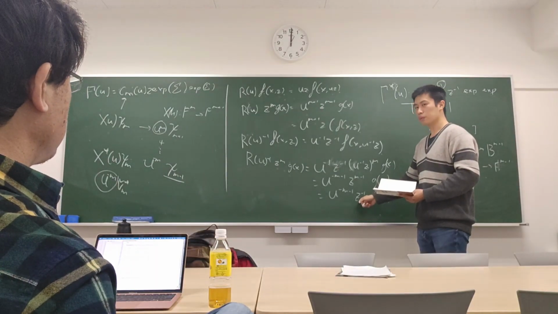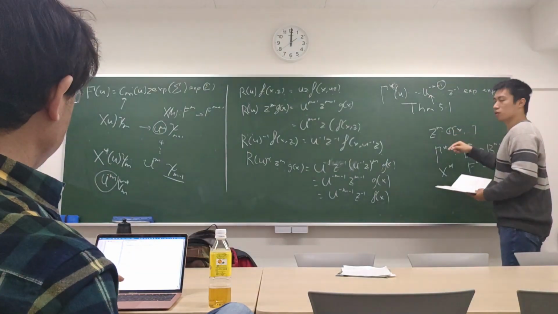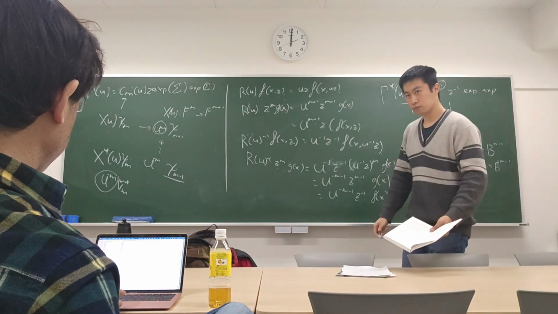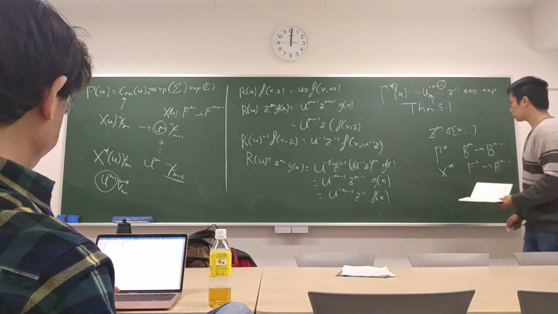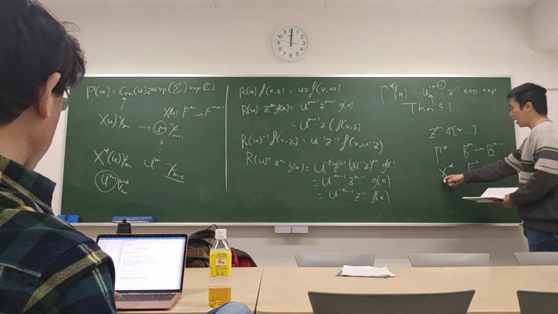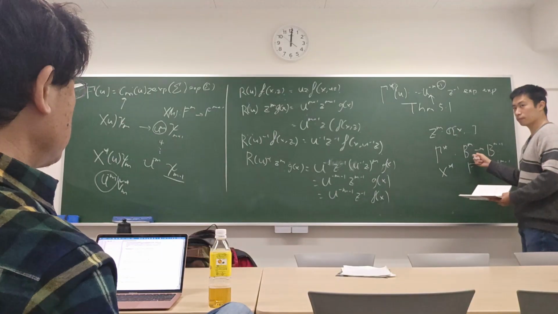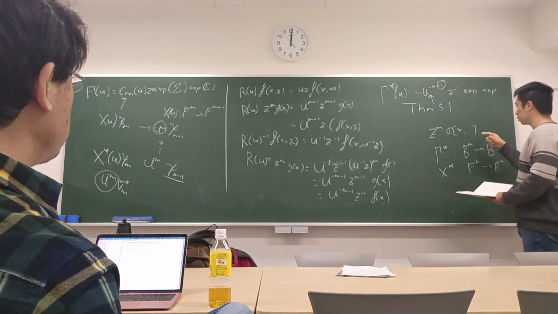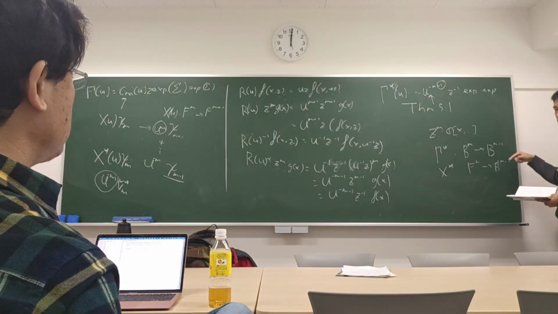No, but this Z inverse drops. Okay, let's say. I'm not sure I understand correctly. But yeah, so the x star and x always act on Bm. They just act on Bm, so they drop or increase the m by 1 or minus 1, right?